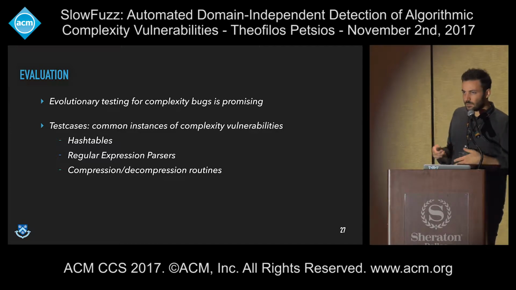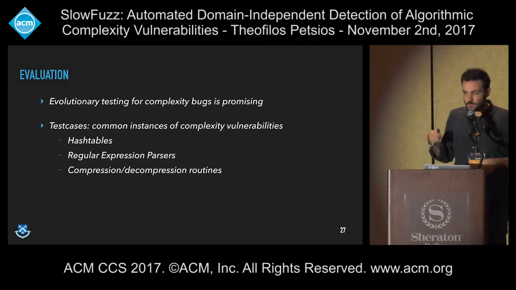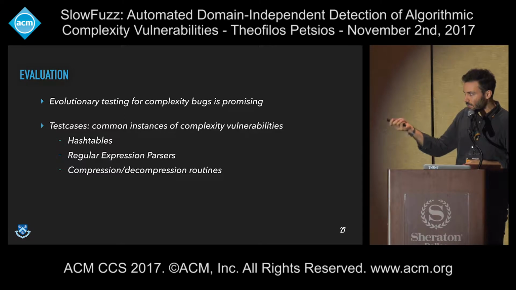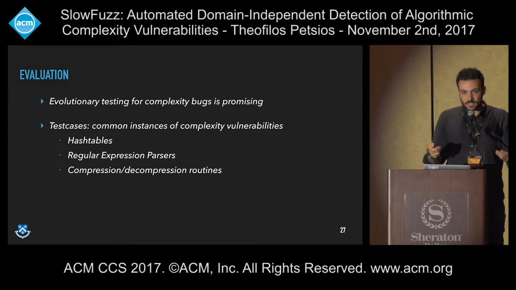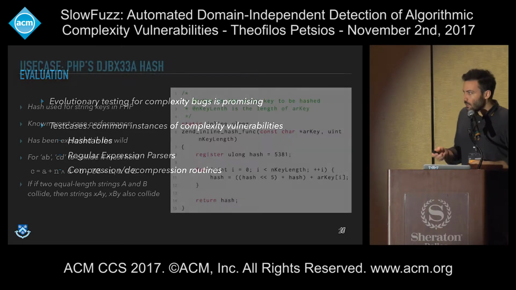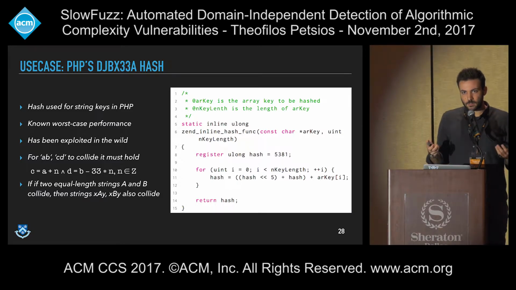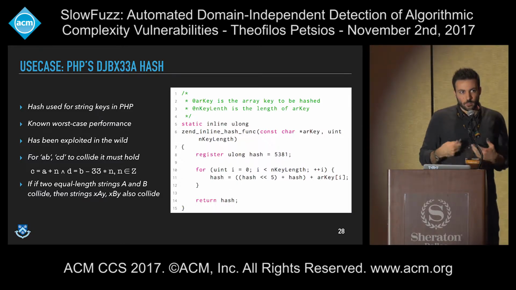But what about if we apply the same fuzzer with the exact same engine to common instances of complexity vulnerabilities that have been seen in the wild? For instance, what if we apply it on something harder like hash tables, where we have seen denial of service attacks due to collisions? So to answer this, we stripped away the hash table implementation of PHP.